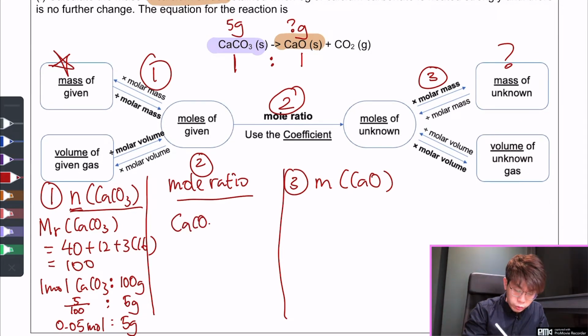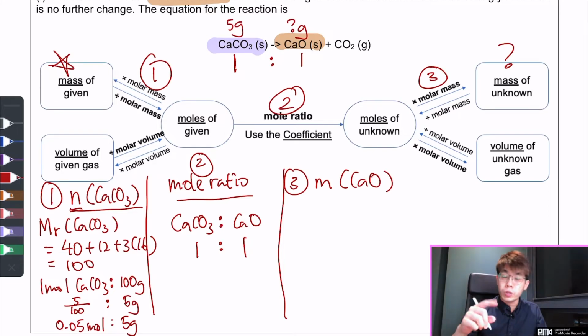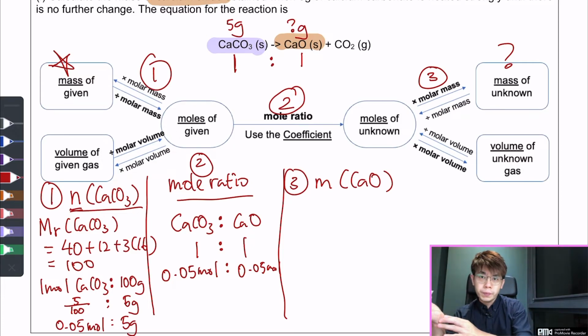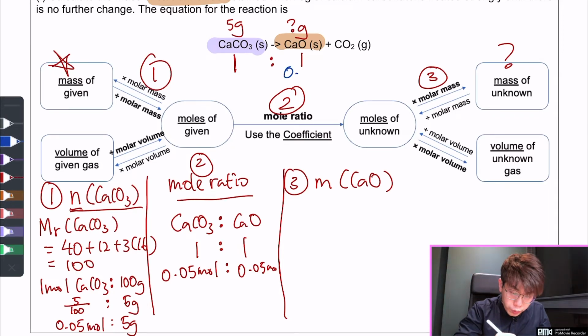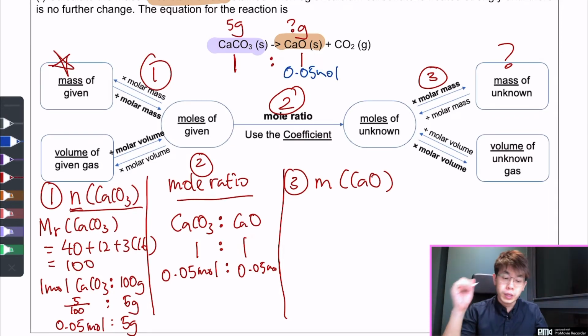Now that I know that calcium carbonate is 0.05 moles, I will write my working like this. I need you all to follow the working. Calcium carbonate to calcium oxide is 1:1, the mole ratio. Then I write down what is my known: calcium carbonate is 0.05 moles. And then the mole ratio here gives 0.05 moles, because it's 1:1. Next time we will try questions that are not 1:1. So now I know that there's actually, let me write here in blue, 0.05 moles of calcium oxide. Now I need to find the mass of calcium oxide.